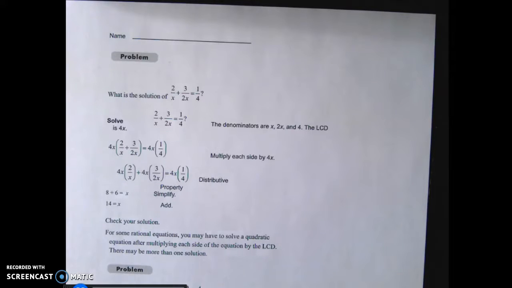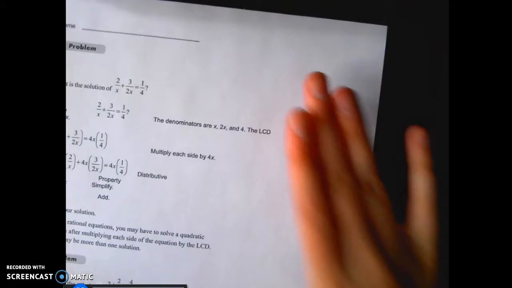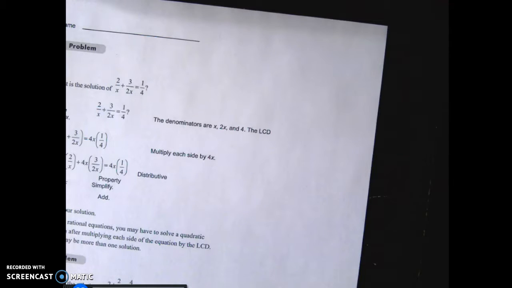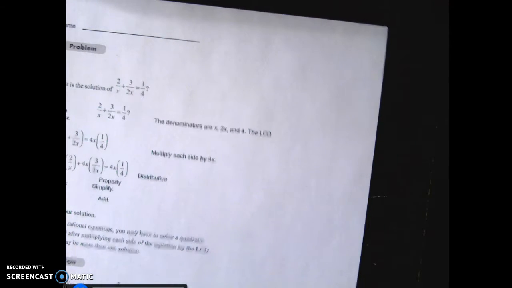Algebra 1B students. This video is going to show you how to do the first two examples on the front side of the Solving Rational Equations worksheet. You may have read through this and been confused, so I'm going to do them off to the side, sort of the ways that I taught you. Both ways are valid, so whatever makes sense to you is the one that you should stick with, okay?